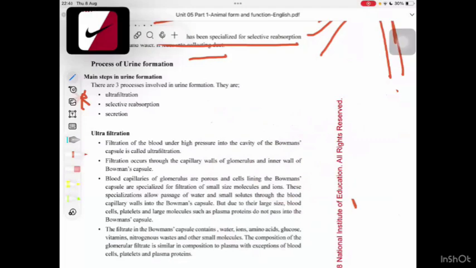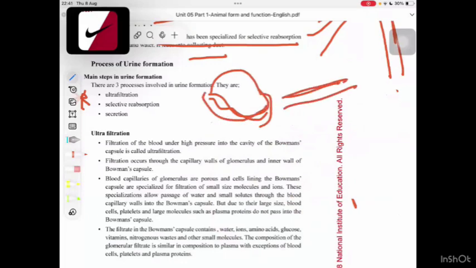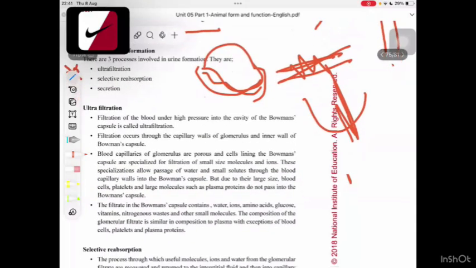Second one, filtration occurs through the capillary walls of the glomerulus and the inner wall of the Bowman's capsule. Now the glomerulus is made of capillaries, right? We know the capillaries have a wall, and they are also permeable. If you have done the unit on the circulatory system, we learn it over there. So they are permeable, and also the inner wall of the Bowman's capsule, through those only this filtration takes place. Blood capillaries of the glomerulus are porous, and cells lining the Bowman's capsule are specialized for filtration of small size molecules and ions. Okay, let's see what these small molecules and ions are.